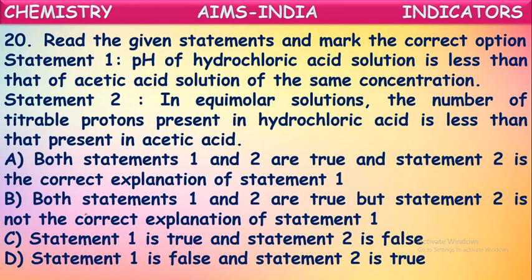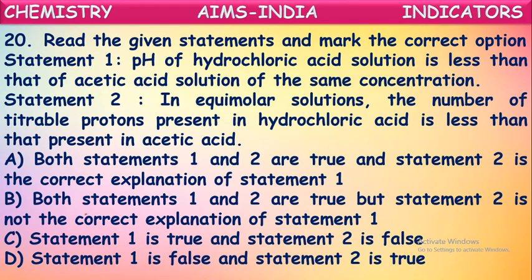Next, read the given statements and mark the correct option. First statement: the pH of hydrochloric acid solution is less than that of acetic acid solution of the same concentration. Yes, it is correct, because strong acids will have less pH value.